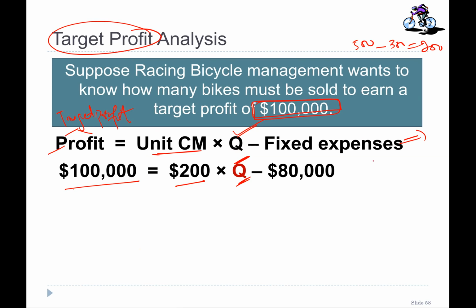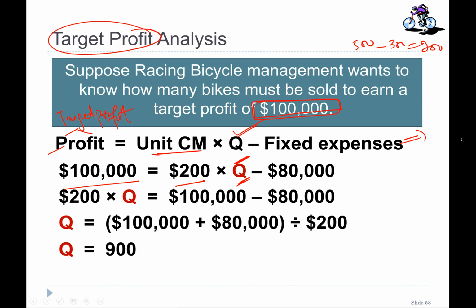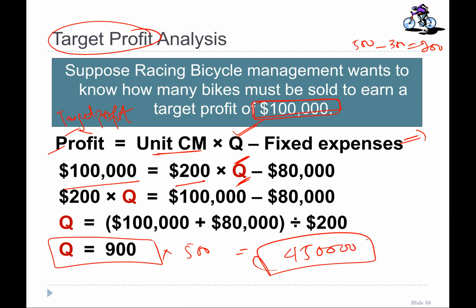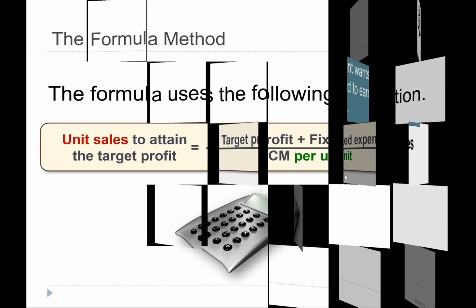Fixed cost is 80,000. So when you want to find this Q, it would be 900, right? So this 900 tells you unit sales. If you want to find dollar sales, multiply by 500, so that must be your dollar sales in order to achieve $100,000 profit, right? Here we go.